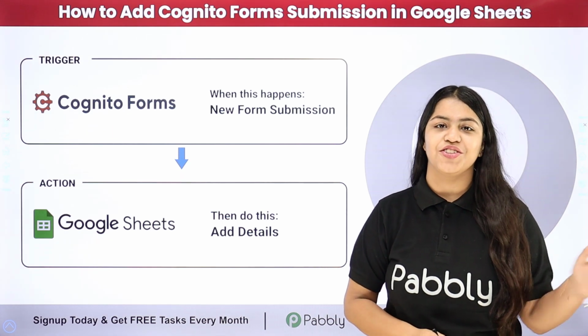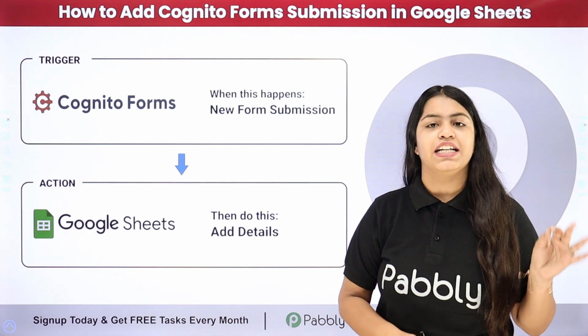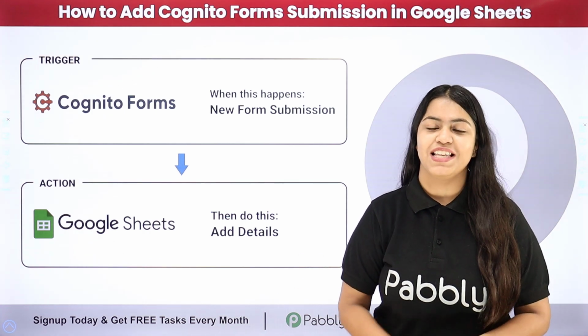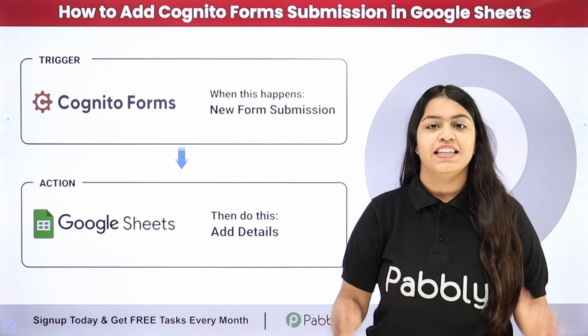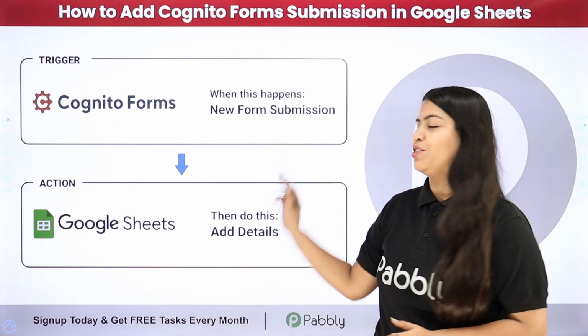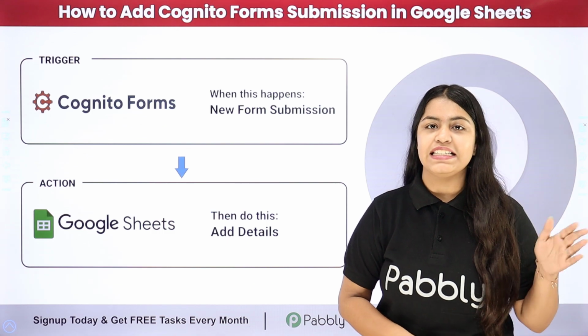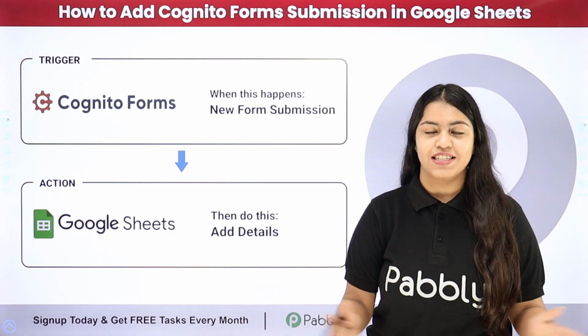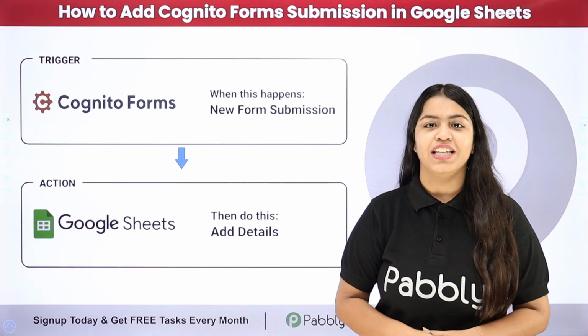So over here I'm running a digital marketing agency and we collect the details of our potential clients with the help of Cognito Forms. So now what I want is that as soon as we receive the new details of our potential clients with the help of Cognito Forms, automatically the details of that potential client should be added to my Google Sheets. That too without any manual efforts.